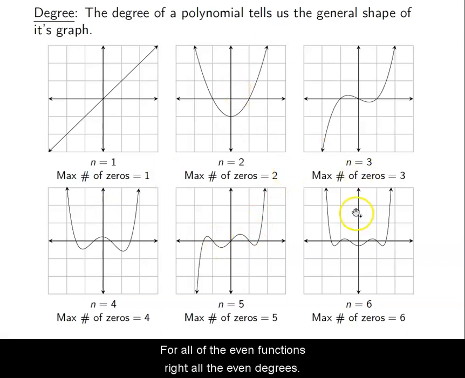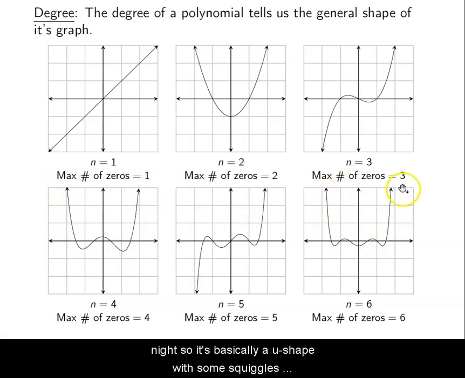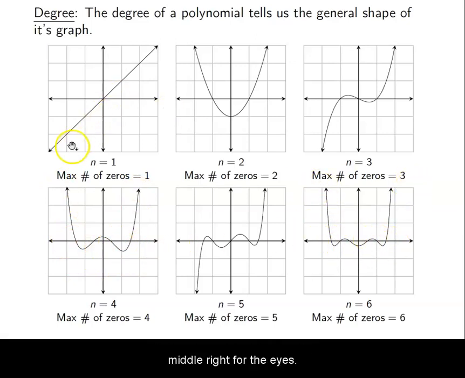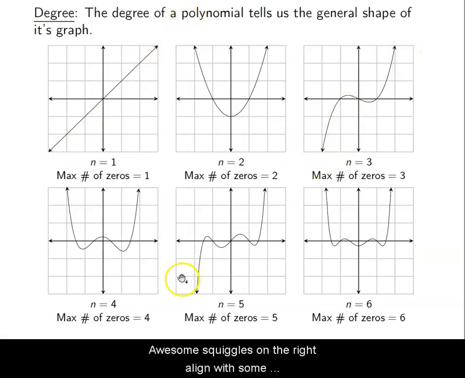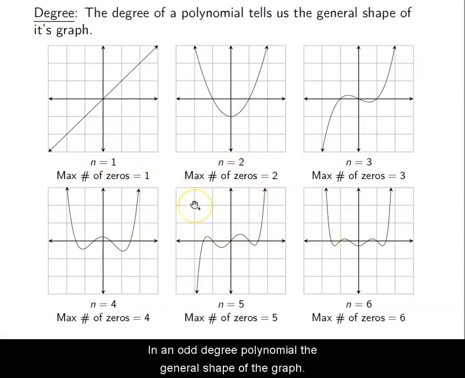For all of the even degrees, it has somewhat of a U-shape. So it's basically a U-shape with some squiggles in the middle. For the odds, it's basically a line with some squiggles in the middle. So that's the difference between an even degree and an odd degree polynomial. The general shape of the graph looks like this.